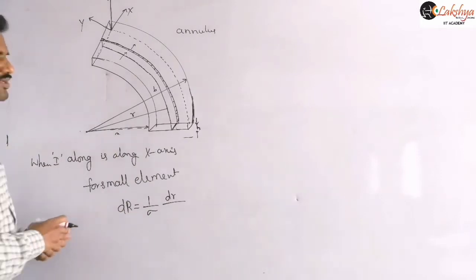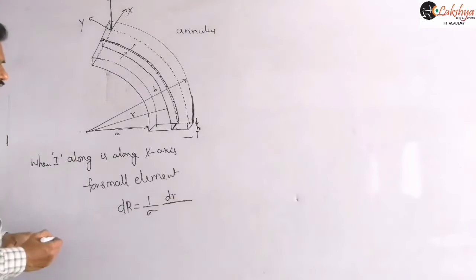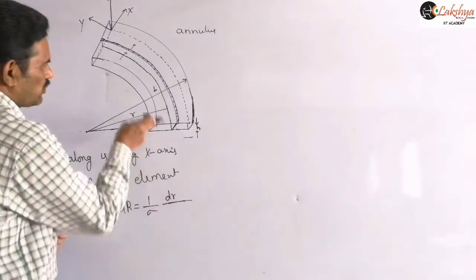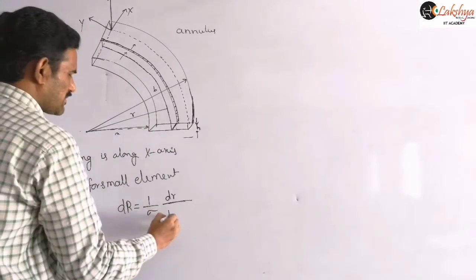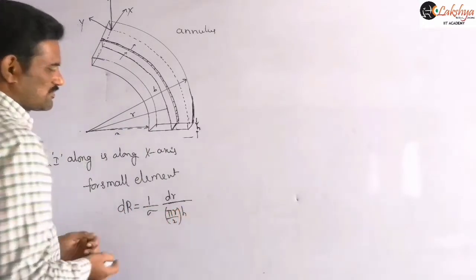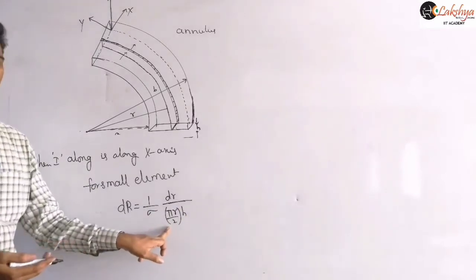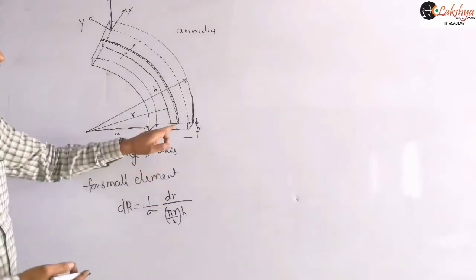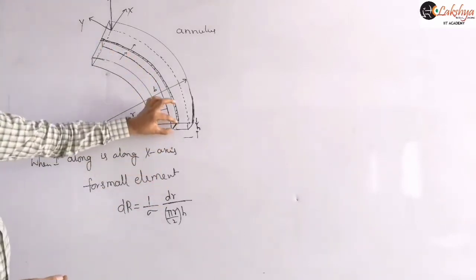So, area of cross section is nothing but the length of this part into the height. The length of this part is nothing but I can write this as pi r by 2 into h. Got the clarity about this? Why am I taking pi r by 2? This length into this height we need to write.